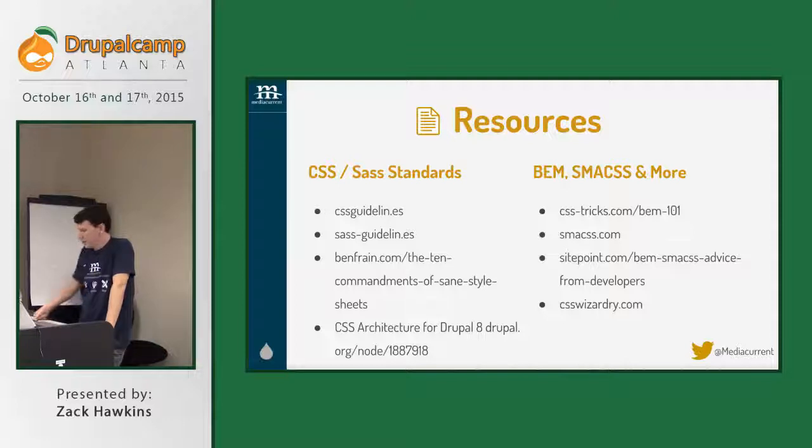And I will leave you with some more awesome resources, which are also part of my big old list of links. CSS Guidelines talk about writing good CSS, not using IDs, basically not using !important. Css Guidelines is very similar, but more Sass specific. We have our own CSS standards that are kind of a mix between the two. I mean, they're guidelines anyway. The Ben Frain article on 10 Commandments of Sane Style Sheets, those are awesome. Totally read that. It's really short. It's only 10 of them.